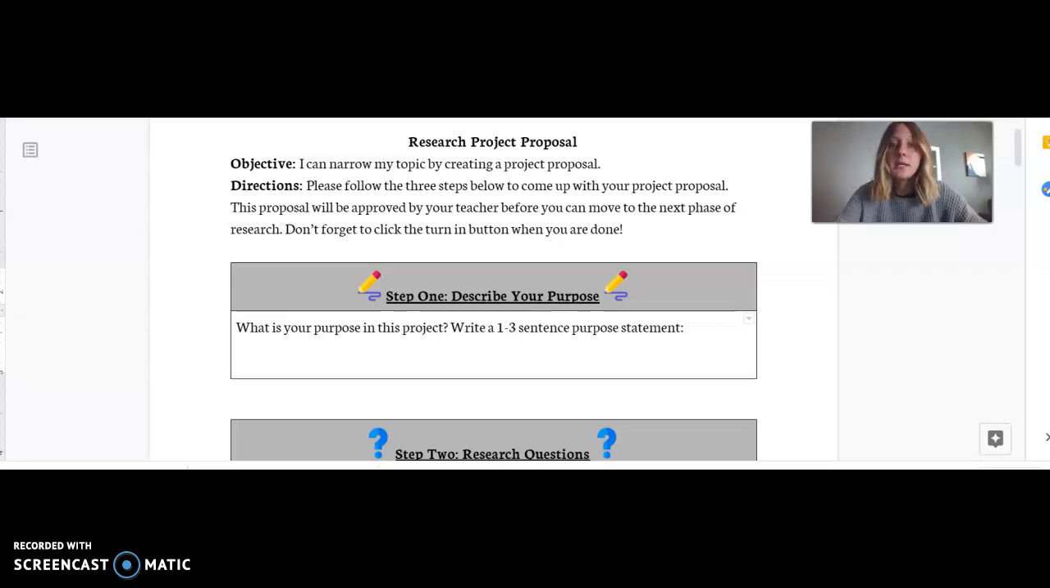So this is going to be your project proposal that you are turning in to your teacher. This is going to be a great way for us to go through and check to make sure that your project has a really good focus and is narrow enough so that you can be successful. So your objective for this proposal is to narrow your topic, and you're going to do that by going through these 3 steps. I'm going to go over this format with you, and then I'll show you an example, and hopefully it should be easy from there.